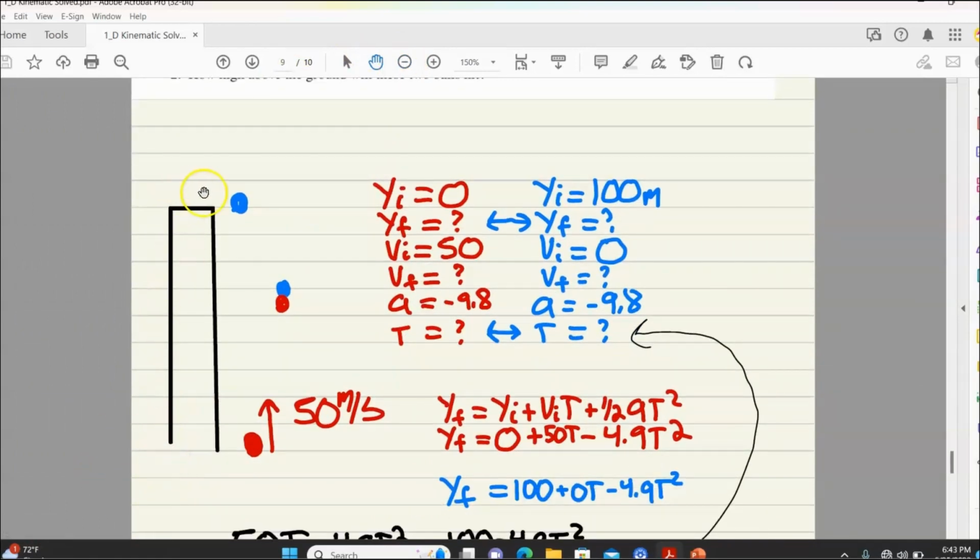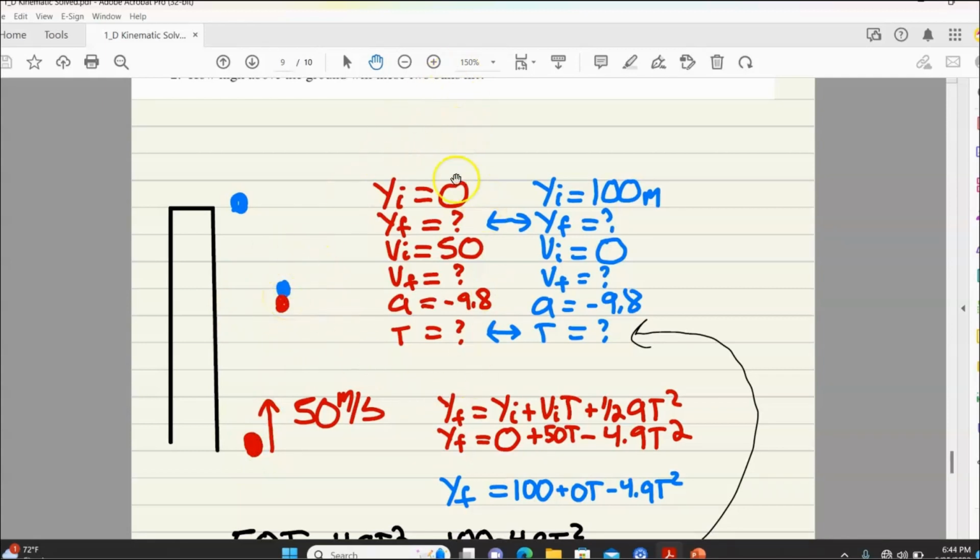Here's a building. The building is 100 meters high, and there's one ball, which is blue, which is being dropped. And there's another ball, which I've drawn as red, which is being thrown upward. And at some location and at some time, the two balls are going to hit each other.